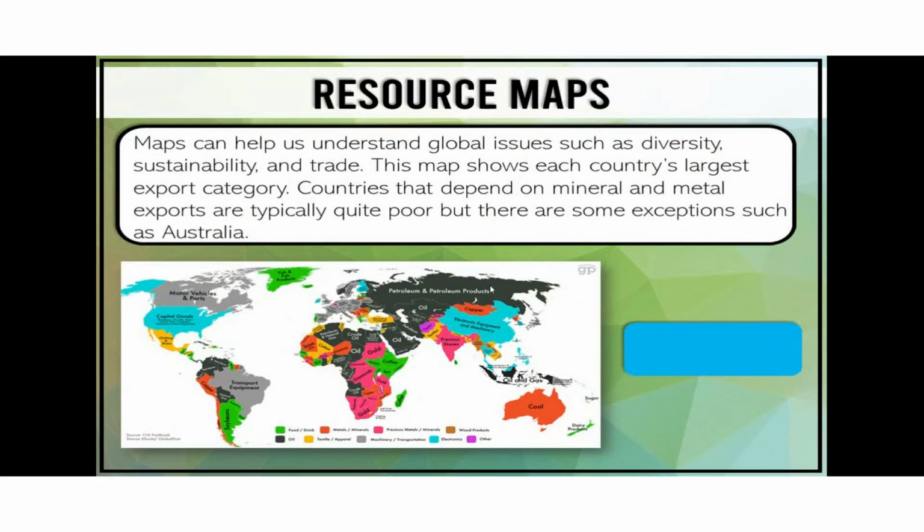Let's look at resource and road maps. Maps can help us understand global issues like diversity, sustainability, and trade. This particular map shows us each country's largest export category, what it sends out of the country. Countries that depend on mineral and metal exports are typically quite poor, but there are some exceptions such as Australia. So again, this map is just conveying information. You can see what the color coding means based on the key down here on the bottom.